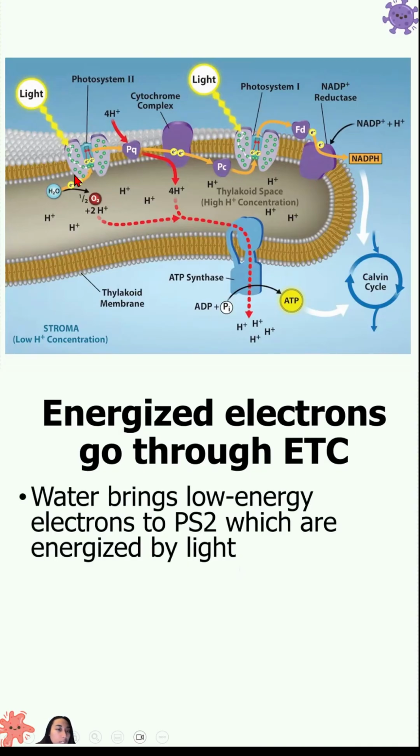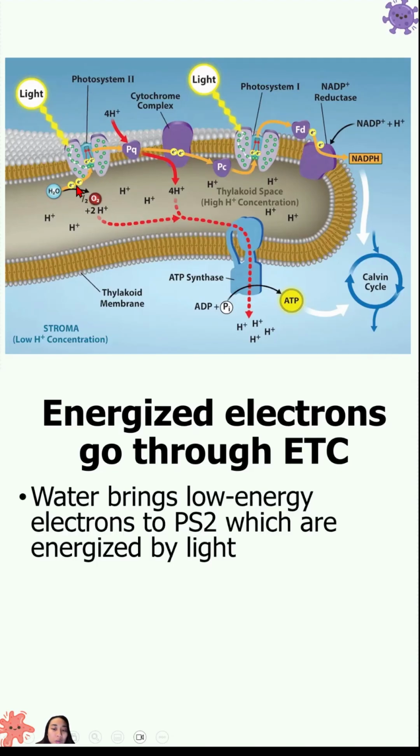First of all, where do these electrons come from? They come from water. Water gets converted to oxygen, and basically we're splitting water. When water gets split, two low energy electrons are going to go into photosystem number 2. Now why are we starting with photosystem number 2 and not photosystem number 1? Well, that's just how they're named. Photosystem number 1 was discovered first, photosystem number 2 was discovered later, but in the actual electron transport chain, photosystem number 2 is first. That's just how it is.